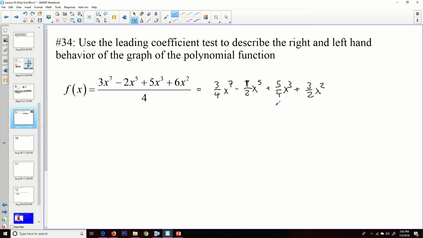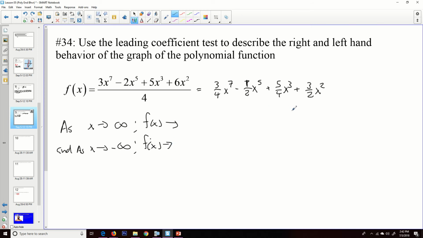So, our leading coefficient test. Here's how we're going to describe the left and right-handed behavior. We're going to say as x goes to positive infinity, we conclude that f of x goes to something, and as x goes to negative infinity, f of x also goes to something.